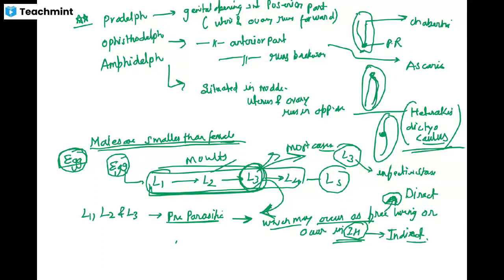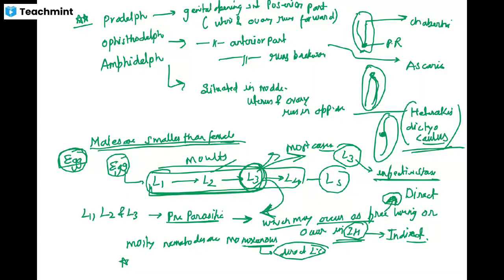And L3 is generally the infective stage in case of all nematodes. और mostly nematodes are monogenous. Monogenous means they have direct life cycle. Mostly nematodes have direct life cycle. और कुछ उसमें से इनडायरेक्ट लाइफ साइकिल होते हैं, हेट्रोजेनस लाइफ साइकिल होती है.